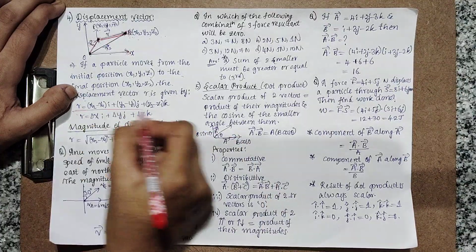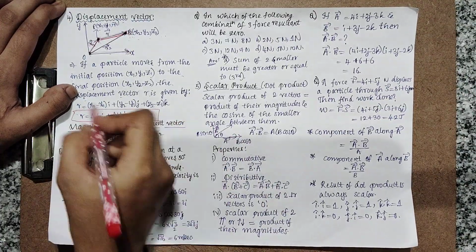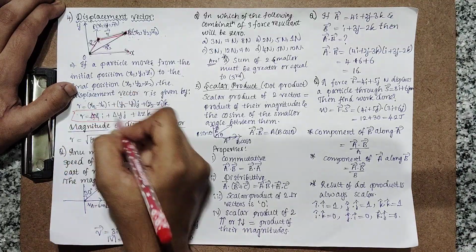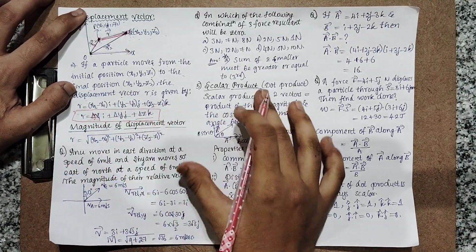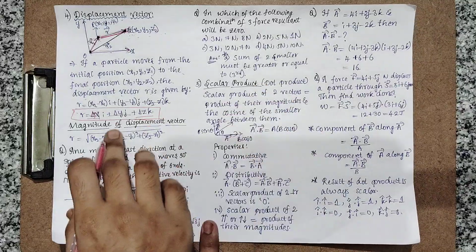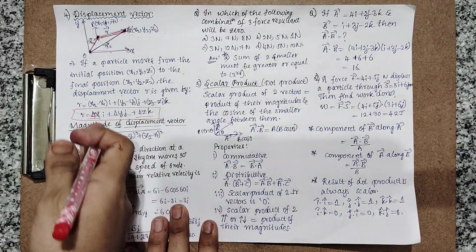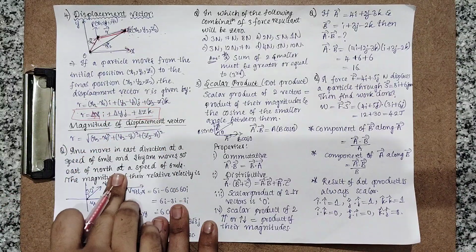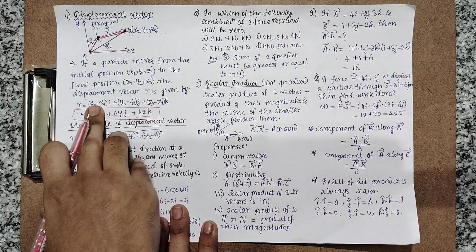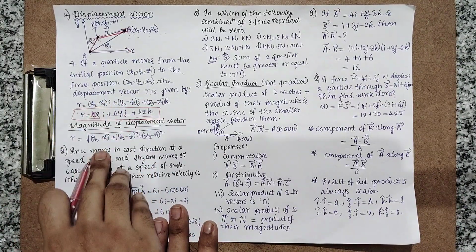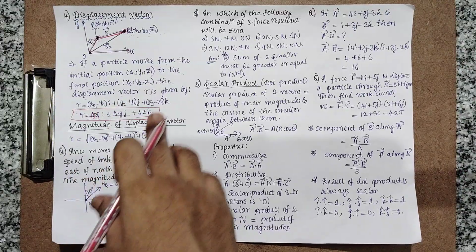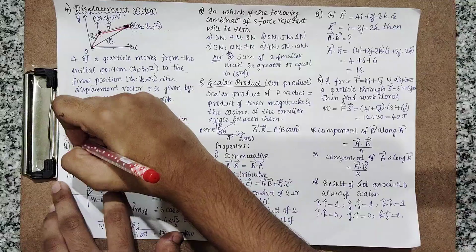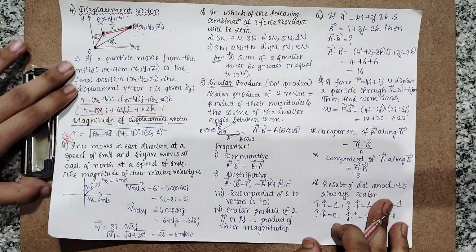That means your displacement vector, final minus initial, can be represented as delta x i cap plus delta y j cap plus delta z k cap. And the magnitude of your displacement vector will be the square root of the x component squared plus the y component squared plus the z component squared, that is (x2 minus x1) whole square plus (y2 minus y1) whole square plus (z2 minus z1) whole square. And here is your super duper important question.